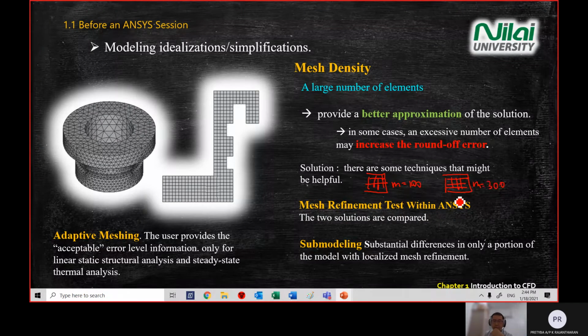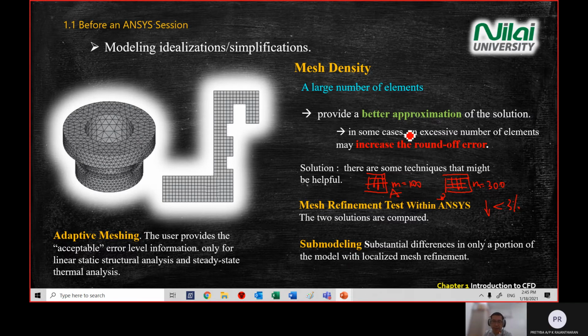You compare the analysis results of model A and model B. The only difference between model A and model B is the mesh number. So if you do the comparison and the result is almost the same, meaning less than 3% error, then it's acceptable, right? It's acceptable means that if you run the simulation using mesh number 100 and you compare with mesh number 300, the difference is only 3%, then you can run at the lower number, meaning in this case you can run with 100 cells in your mesh analysis.